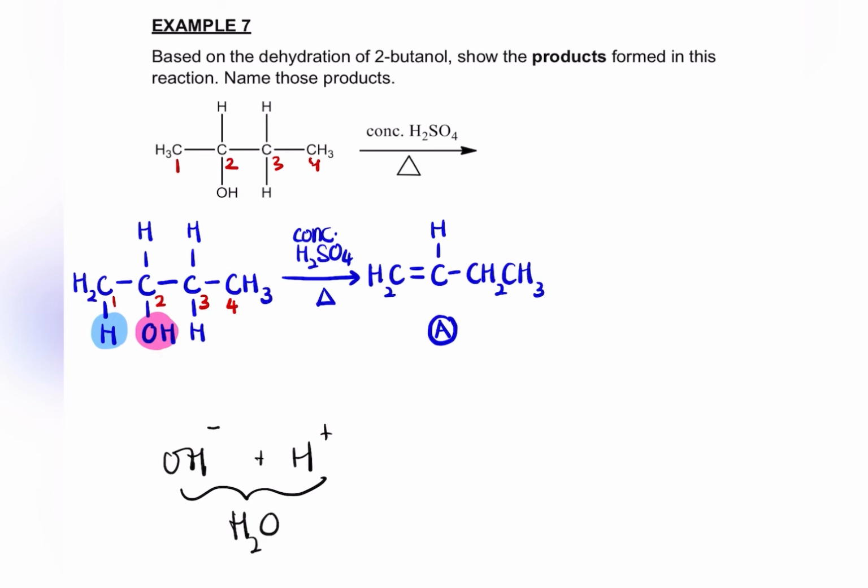Next, I have my second product, where I take out OH from carbon number 2 but the hydrogen from carbon number 3, making the double bond between carbon number 2 and number 3. So I have another product, which is CH3 bonded to CH double bond CH, CH3. And this is B. And I have my byproduct, which is H2O.